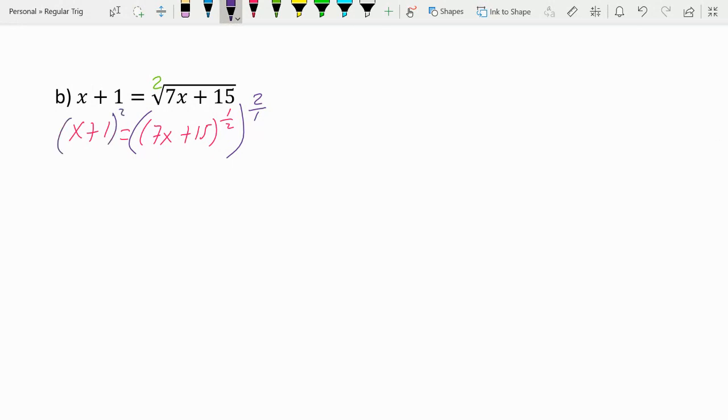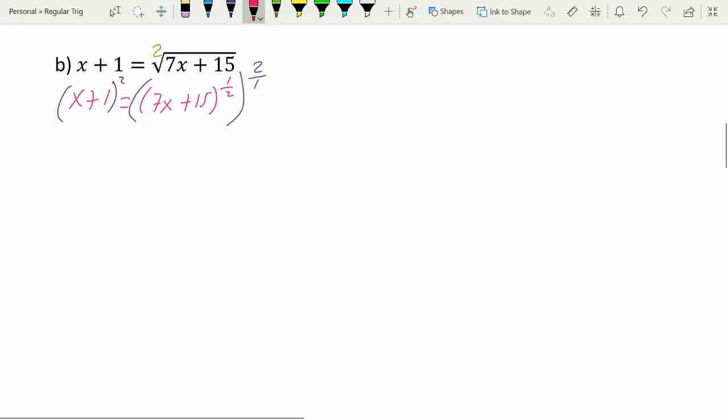All right. Now, what happens when I raise the left side to the second power? X plus 1 squared. What does that tell me? That tells me x plus 1 times x plus 1. All right. The right side. What happens to the right side? Well, on the right side, both of those things cancel out. We end up with 7x plus 15.